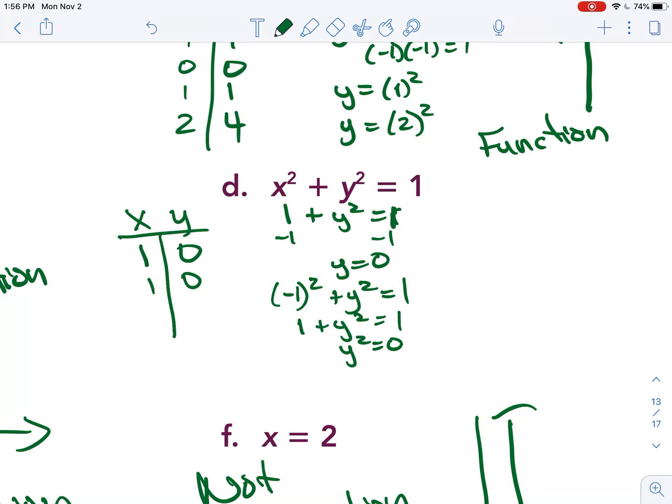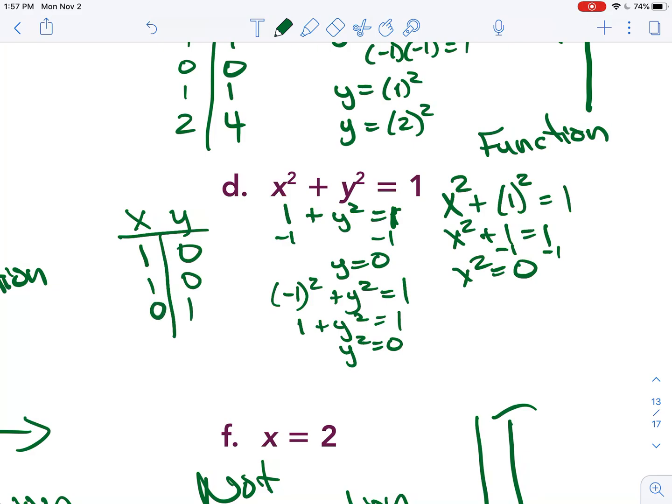But let's switch that around, okay? Let's switch it around to where we plug in the 1 for the y instead. So try that again. x squared plus 1 squared equals 1. So x squared plus 1 equals 1. So x squared equals 0, because I subtracted my 1 to the other side. 0 times 0 gets 0, so 0, 1.